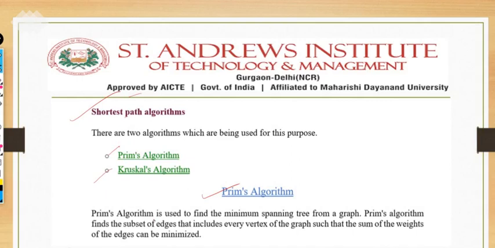So what about Prim's algorithm? Here it is clearly mentioned, Prim's algorithm is used to find the minimum spanning tree from a graph, right? This is used to find the subset of edges. So it will find the subset of all the edges of that graph that includes every vertex of the graph. Any vertex cannot be missed here, right? So it must include every vertex of the graph, such that the sum of weights of edges is minimized. Okay, so same thing is here.